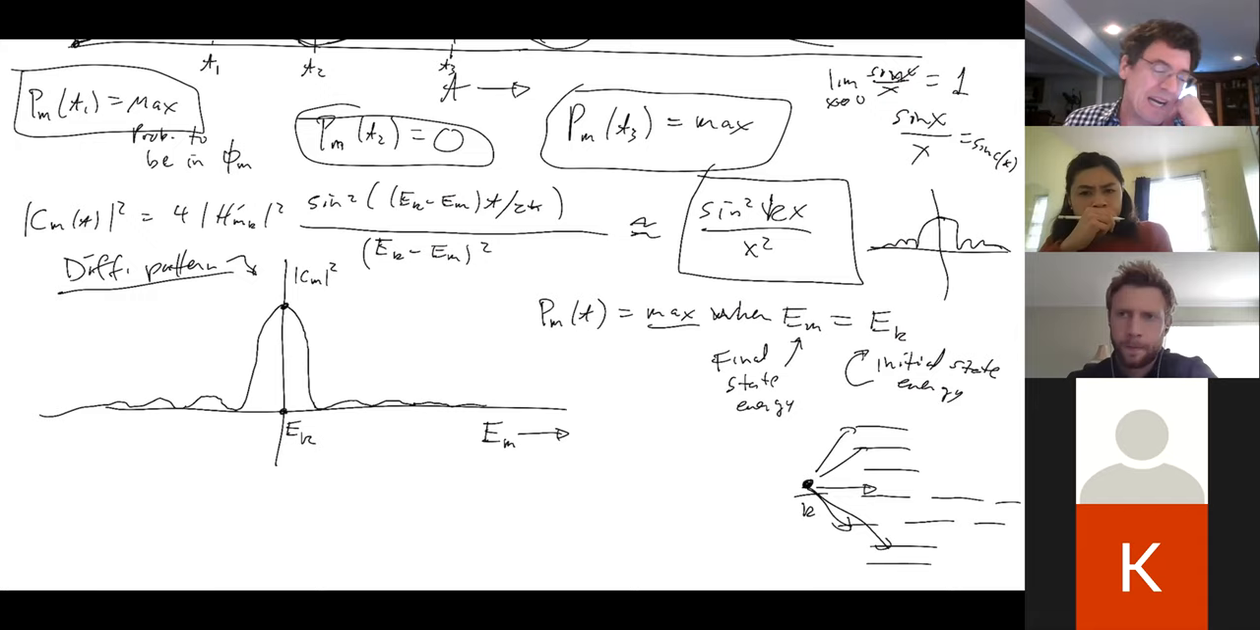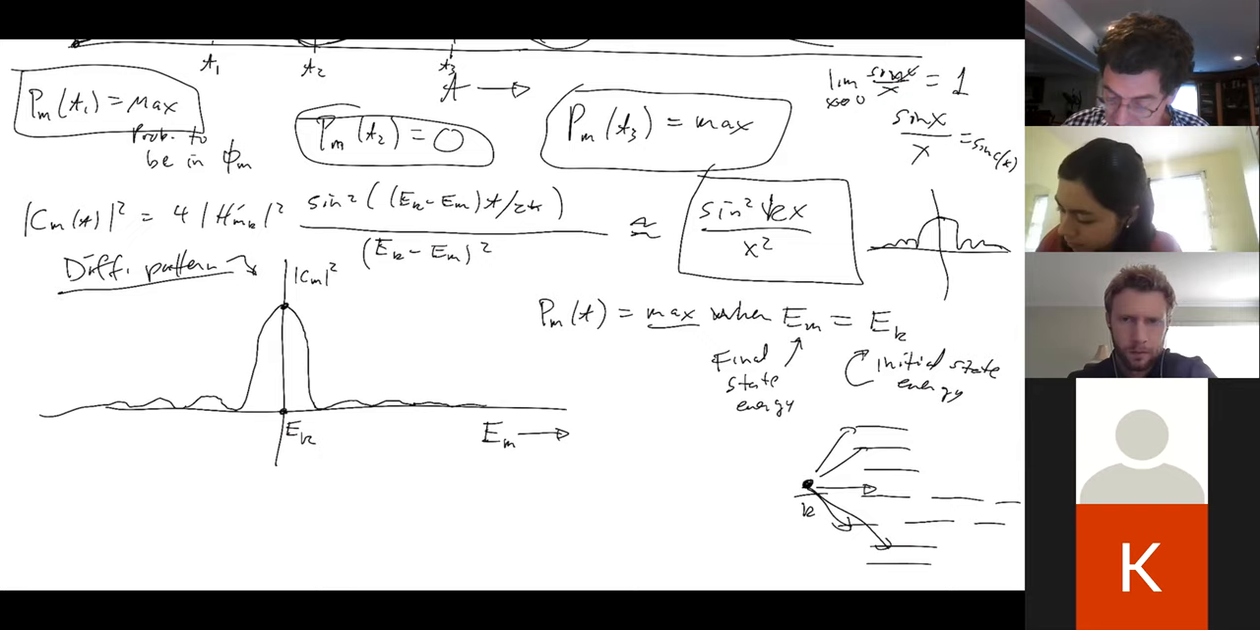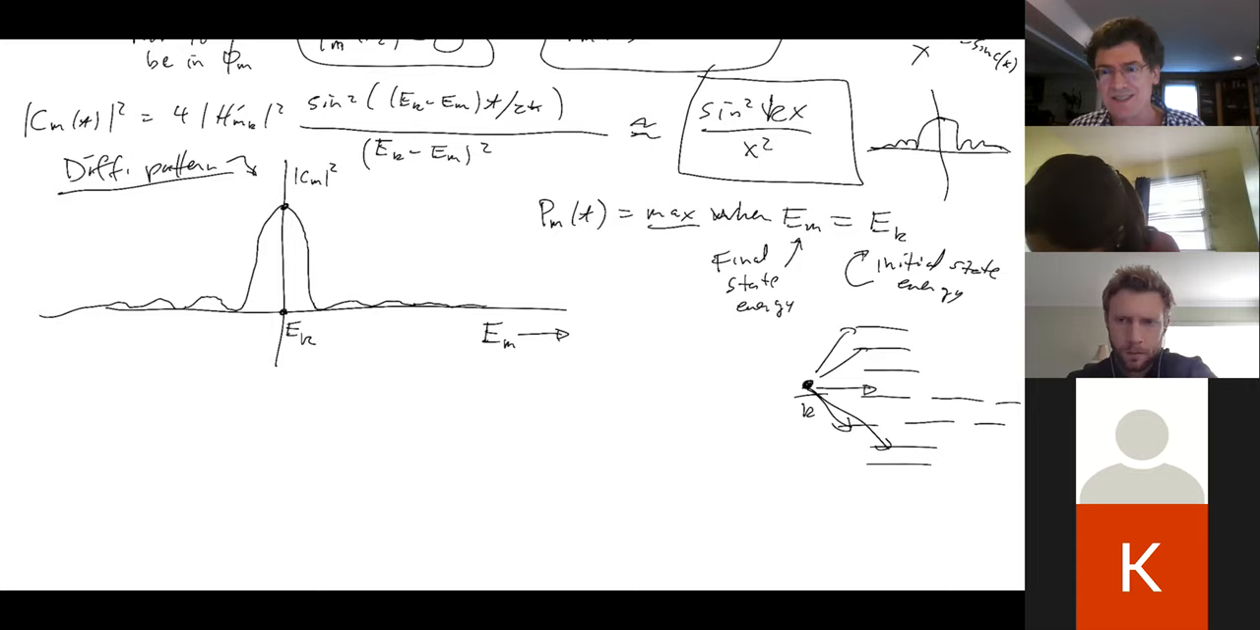But now I'm going to ask you a question, and this is the question that kind of blows your mind a little bit. How is it possible for me to go to these other states that are not conserving energy? Because look at this formula right here.